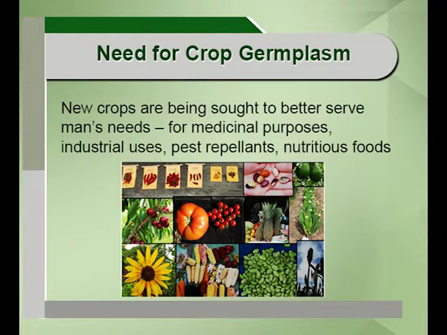And the new crops are in dire need for what? For medicinal purposes, for developing cancer drugs. For industrial uses, for developing a crop which can produce fiber, for example a fiber crop, in a shorter period of time. And for producing nutritious food, nutraceuticals. For that also new crops are required, and there is a demand. Every day man's need is increasing. To meet his needs, new crops have to be evolved. For that, we need to use crop germplasm productively. For that, we need to conserve crop germplasm. And for that, we need to evaluate it.